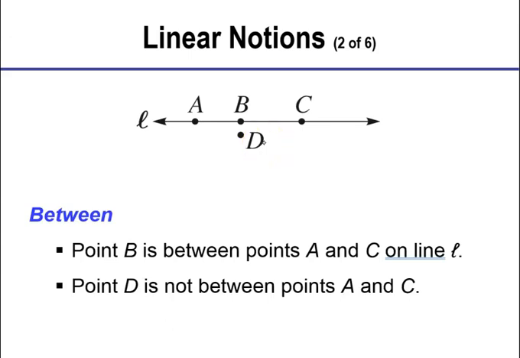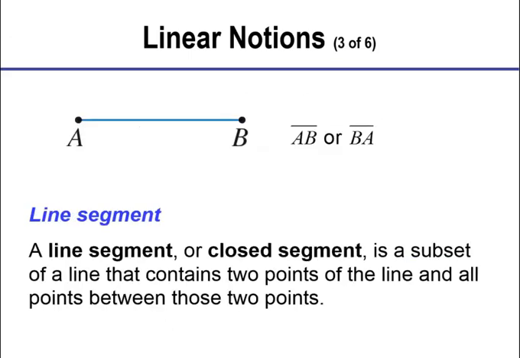Only B is between A and C. A line segment, you could also call this a closed segment, is a subset of a line that contains 2 points of the line and all the points between those 2 points. So a line segment is just a part of a line. Notice it does not extend forever to the right or forever to the left. It's just all the points, including the endpoints.